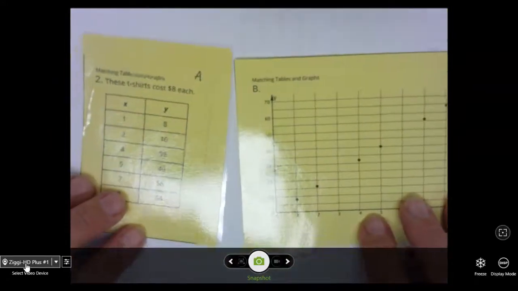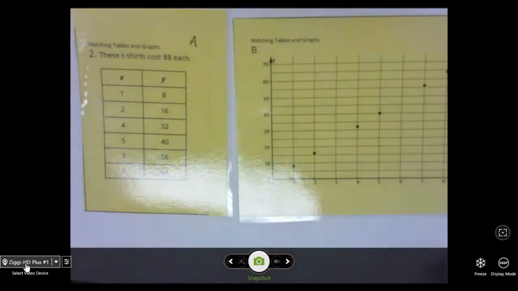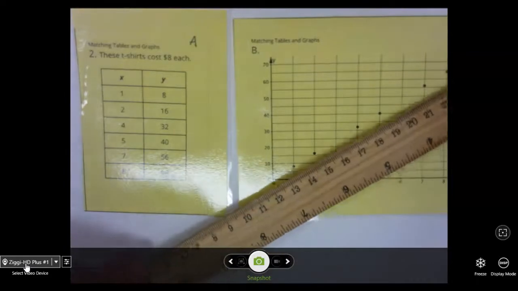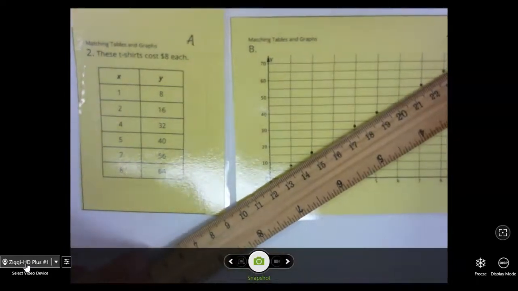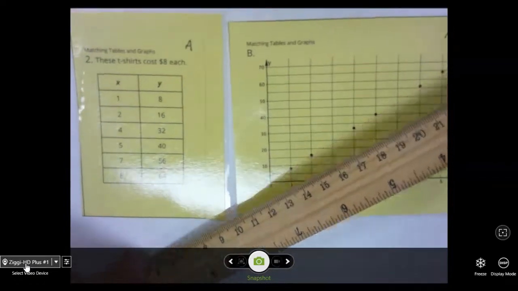Here we have T-shirts that cost $8 each. We just did this one. So for one T-shirt, it's $8. For two, it is $16. For four, it is $32. And if I look at these points, they make a straight line, and it looks like it goes through the point 0, 0. So this is a proportional relationship.